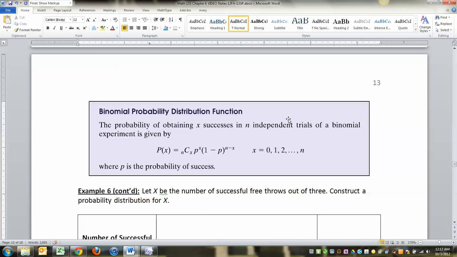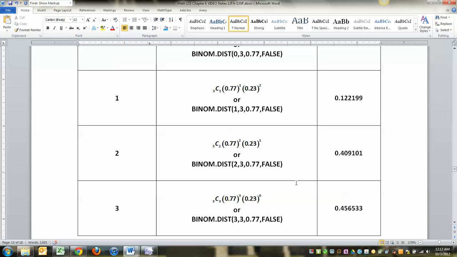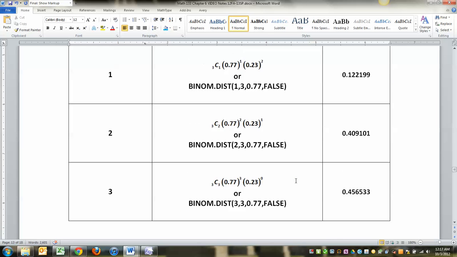And then if you want to see the by hand formula, that's how you'd write it. 0.77 to the 0, 0.23 to the 3, 3C0. Or 3C1, 0.77 to the 1, 0.23 to the 2. Notice 1 and 2 add up to 3. And again down here, 3C2, 0.77 to the 2, 3C3, 0.77 to the 3, and so on. All right, we're all done with that question. I'll see you back here for the next page.